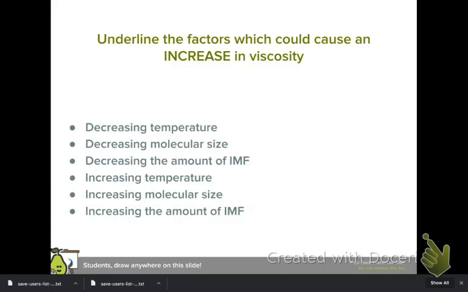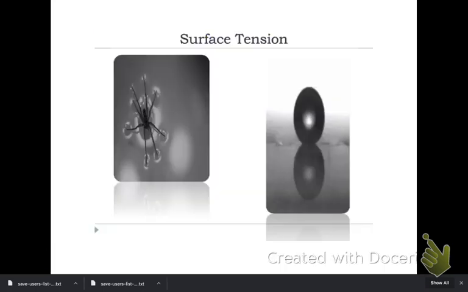So let's look at the factors that could cause an increase in viscosity. Think about these. If you decrease temperature, does that increase viscosity? Yes. Decreasing molecular size? No. Decreasing the amount of IMF? No. Increasing temperature? No. Increasing molecular size? Yes. Increasing the amount of IMF? Yes. So those are the factors that would cause an increase in viscosity.